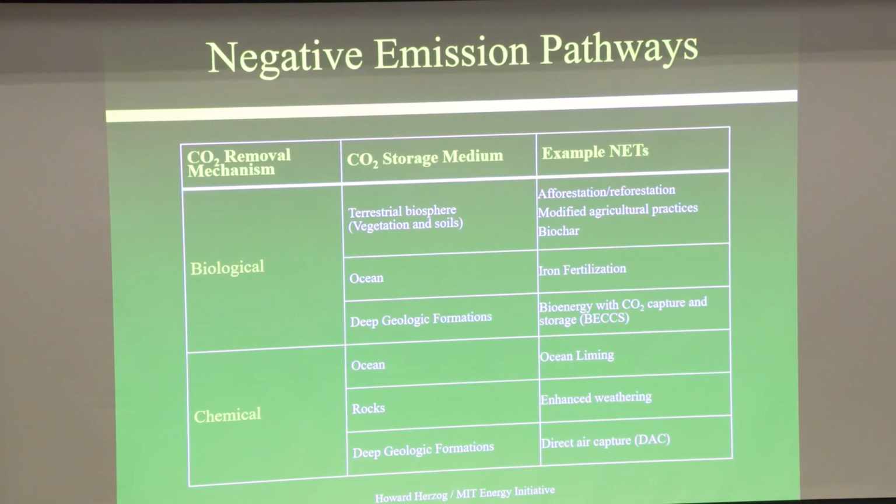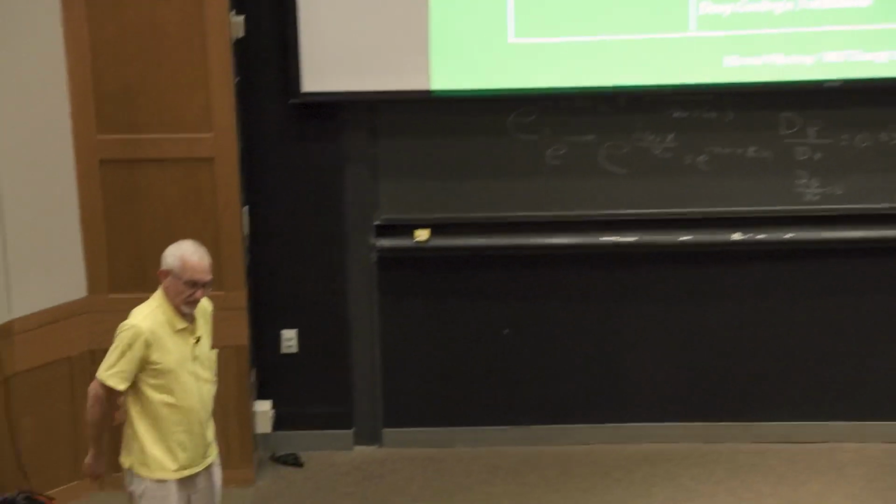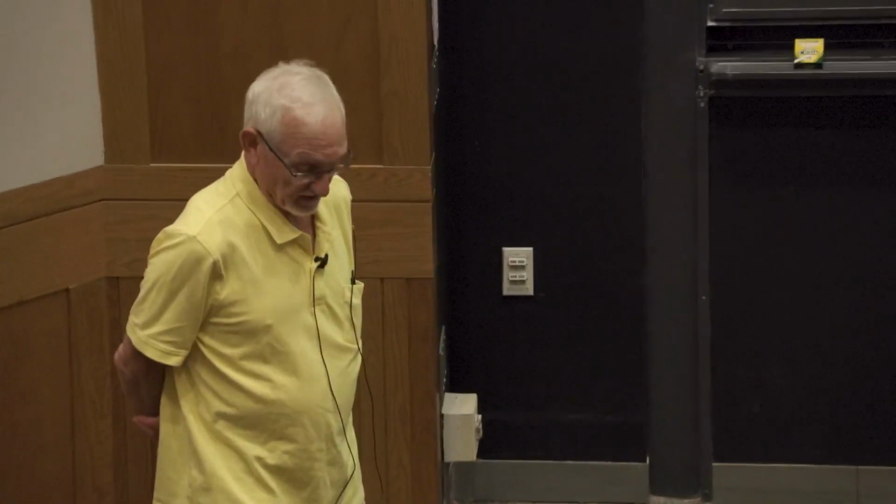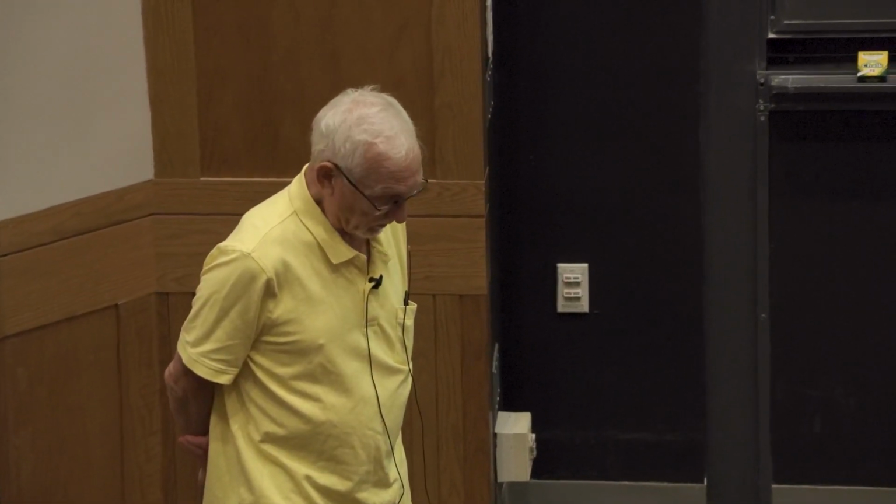We can use the ocean, and the major way here in biological is to fertilize the ocean. This is something that was talked about in the 1990s. It was called the iron hypothesis. This guy, Martin, hypothesized that if you put iron in the ocean, you'll have blooms, and the vegetation will put CO2 into the ocean. And actually, they did experiments, and it's absolutely right.